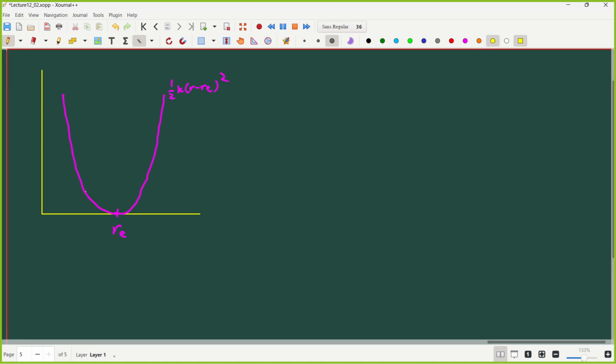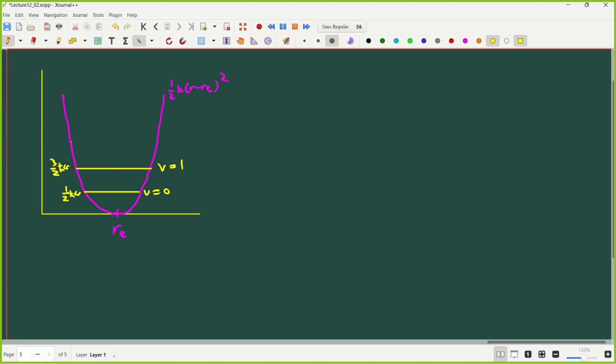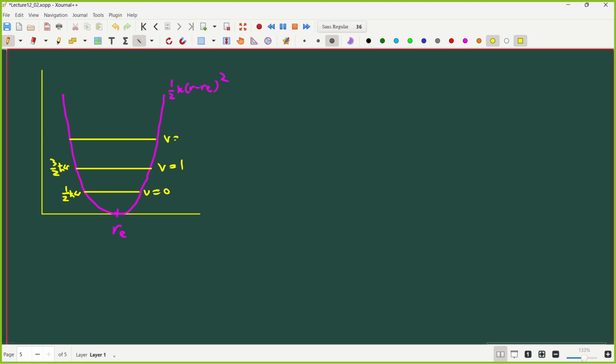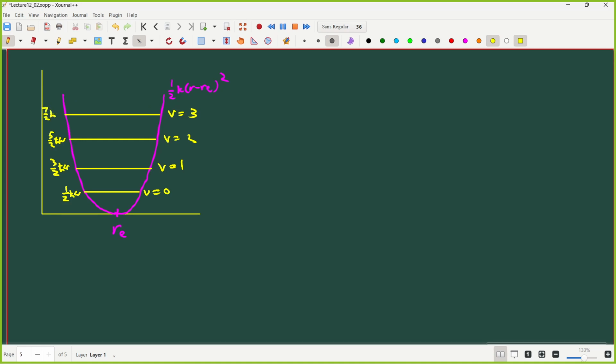Well, they're equally spaced. Here's V equals 0. It's at 1/2 h bar omega in energy. Here's V equals 1. It's at 3/2 h bar omega. There's another one at 5/2. I can just keep going, but they're all equally spaced. No matter what I do, it doesn't change. The spacing between every level is h bar omega.